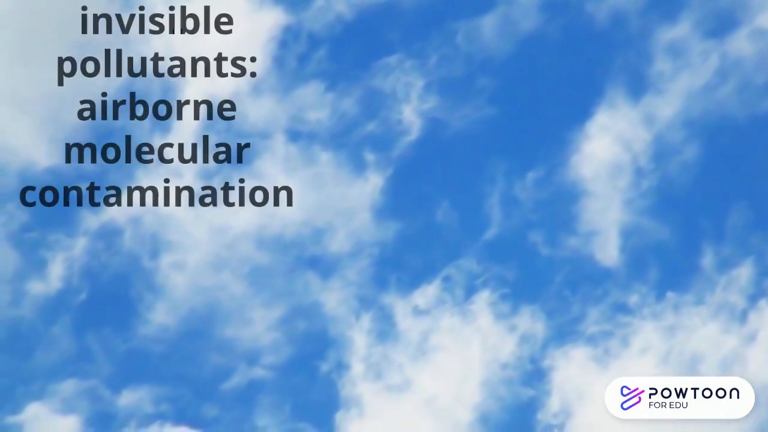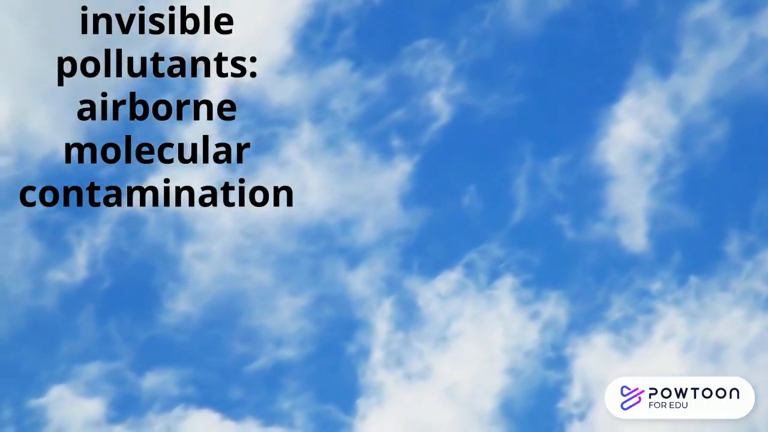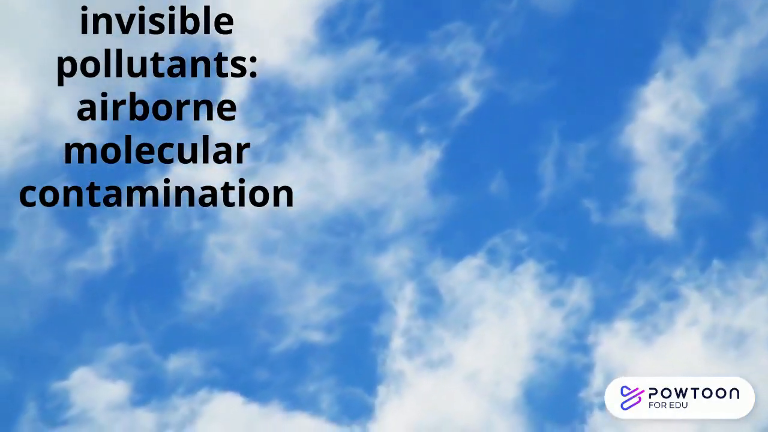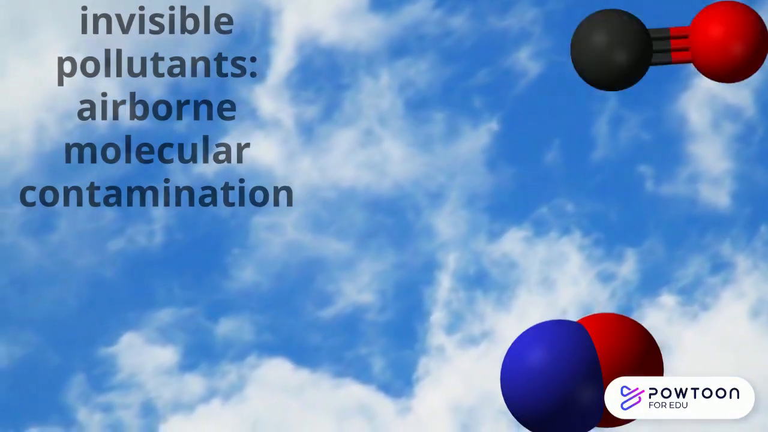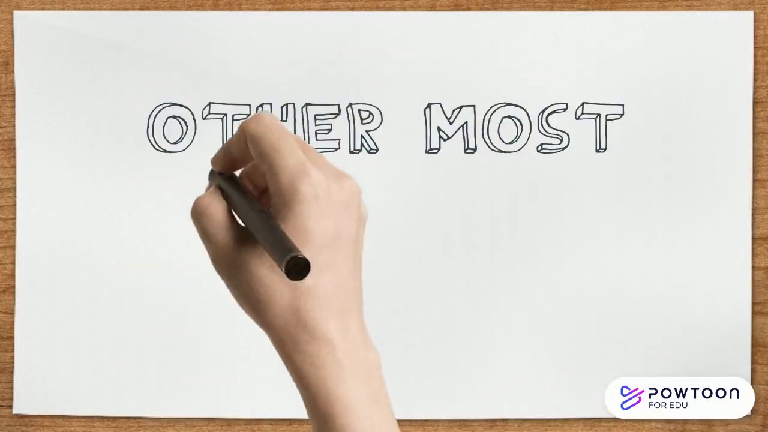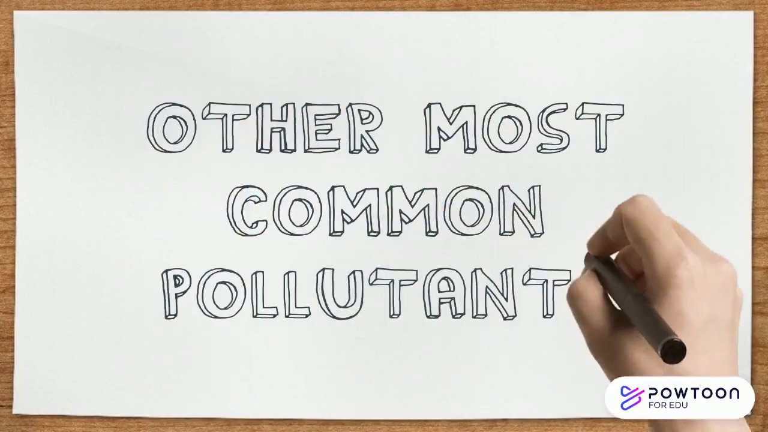Invisible air pollution is pollution that cannot be seen with the naked eye. While less noticeable, it can be more deadly, like sulfur dioxide, carbon monoxide, and nitrogen oxides. Now, let's talk about the other most common pollutants, aside from CO2, SO2, CO, and NO.